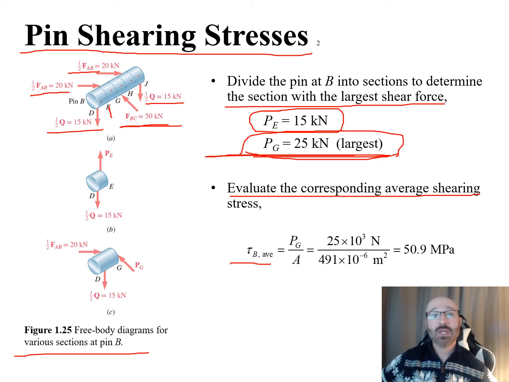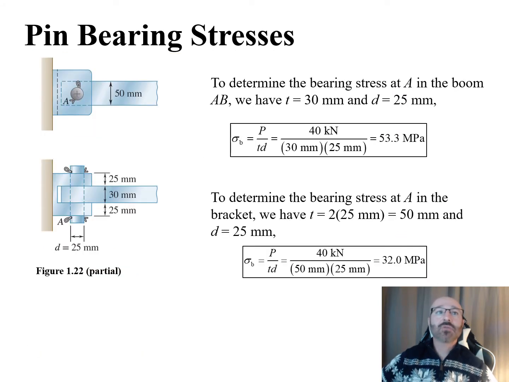Our tau sub B average is equal to our P sub G, which is our largest shearing force, divided by our A. We've already calculated the cross-sectional area for the pin, and now we have our load P sub G for our largest shear force. We plug that in, and we find that our tau average at B is 50.9 megapascals. Next, we're going to move on and talk about the pin bearing stresses.